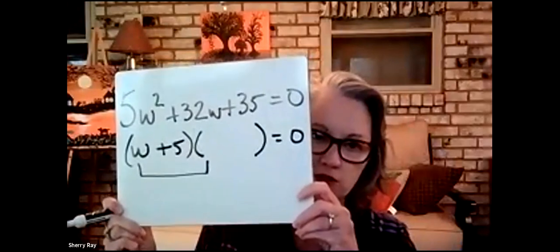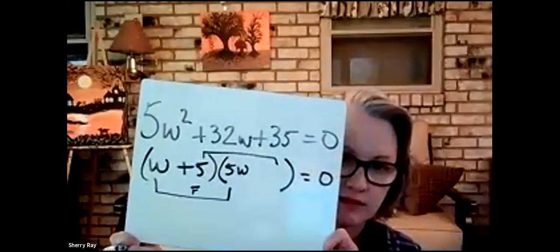Now, factoring is like foiling but backwards. So I want to figure out what to multiply to w to get the first term, which is 5w squared. So that would have to be a 5w. Now I need to see what do I multiply to 5 to get the last term, which is 35. And that would be 7.